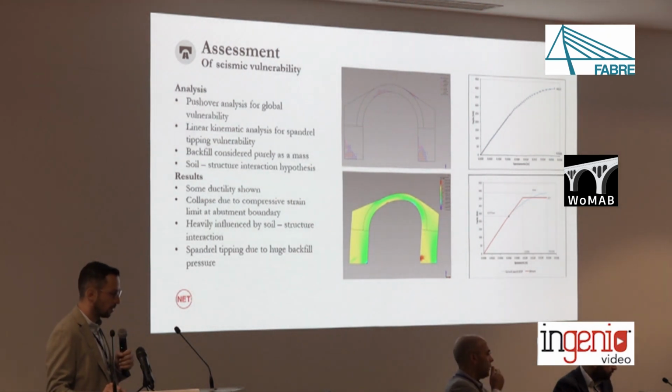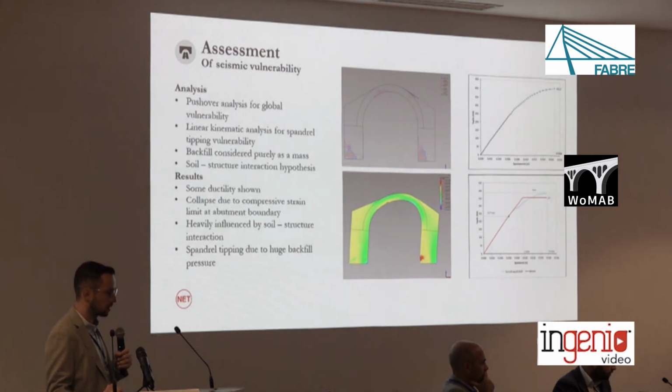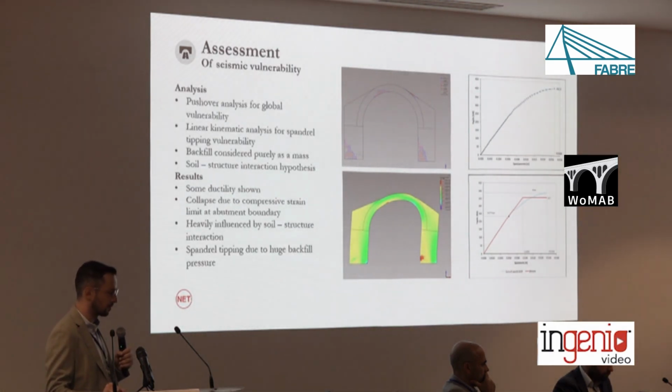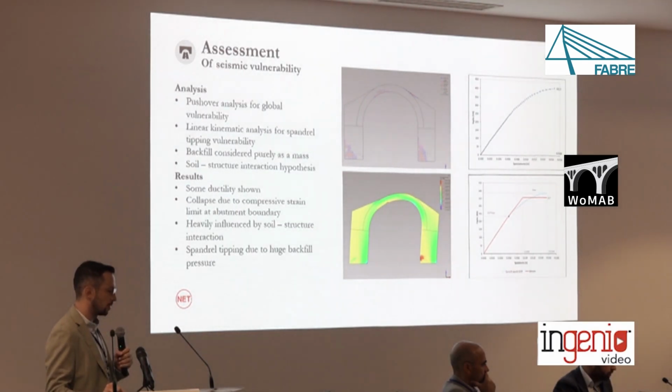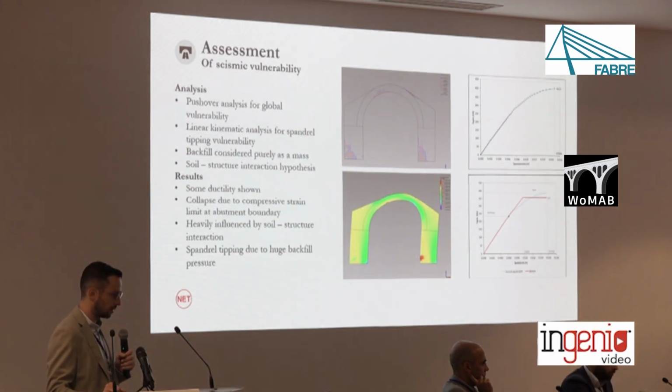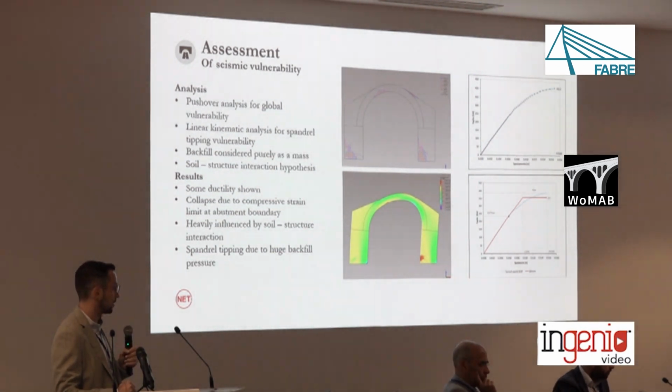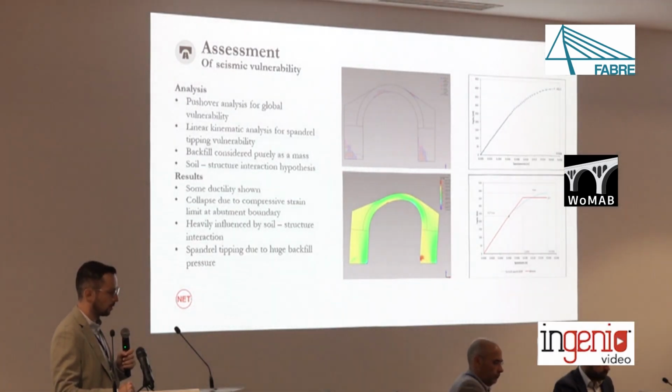There is some hinge opening at the bottom of the abutments and some on the arch, but it's the abutments that make the problem, let's say, of the vulnerability. Whereas for the local spandrel tipping, the huge backfill pressure causes the vulnerability. So all in all, let's take a look at what was hypothesized in the retrofit, taking into account what we've shown as Chapter 1 and Chapter 2.